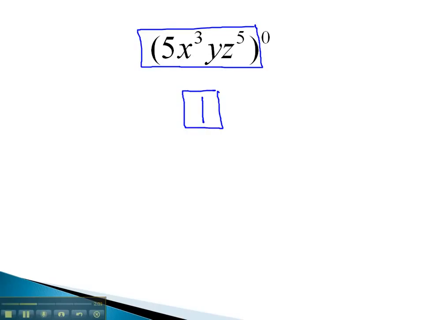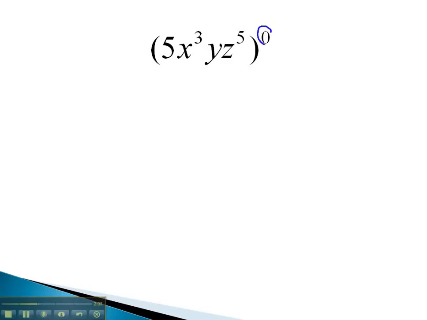We could have done this problem by using the power rules first and distributing, or putting that 0 onto each factor. That would give us 5 to the 0, x to the 3 times 0, which is 0, y to the 0, z to the 5 times 0, which is 0.